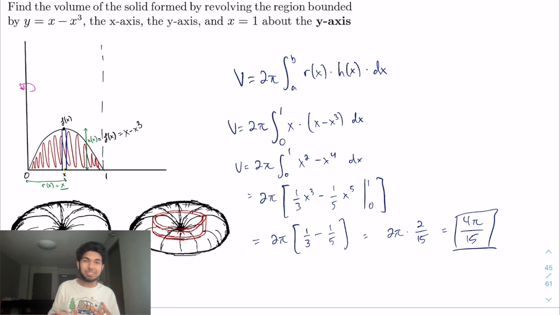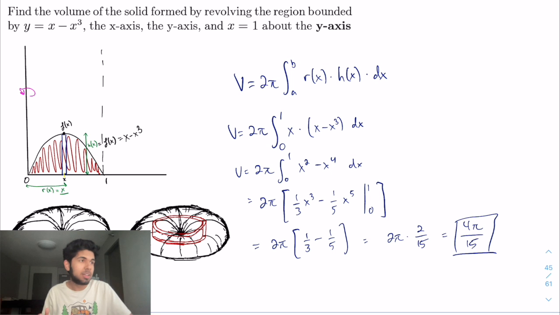See how simple this was now? If we were doing the disk method or the washer method, we'd be here for ages because we would have to solve for x. With the shell method, it greatly reduces the amount of work we have to do. It just takes some time to conceptualize what's going on here. So that's the idea of the shell method. We'll do one more problem.